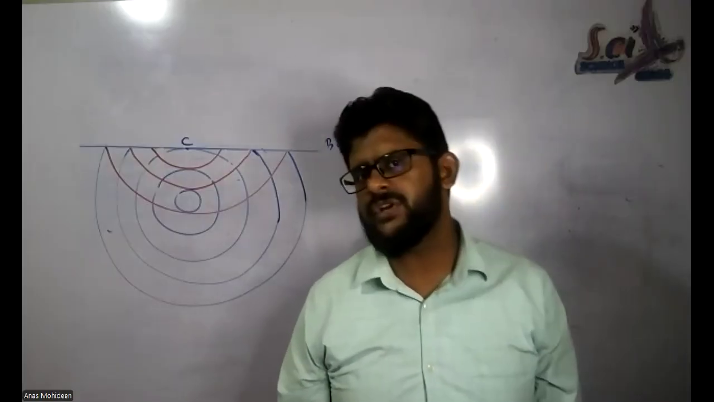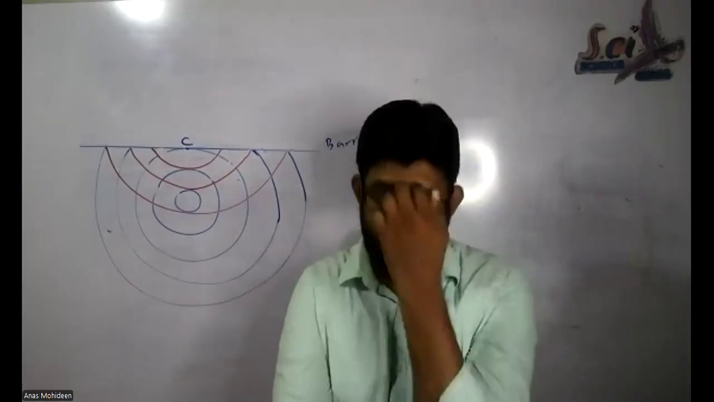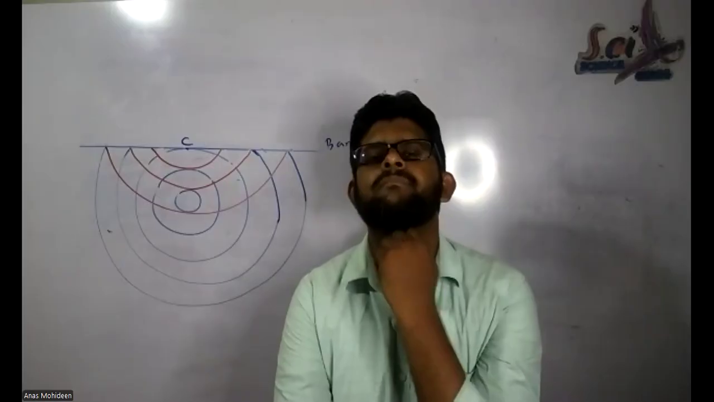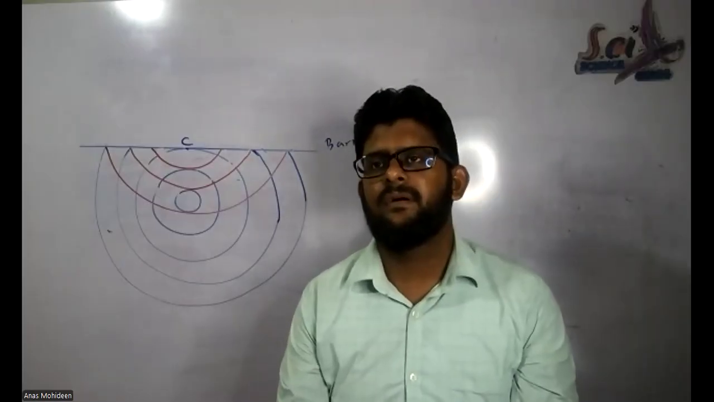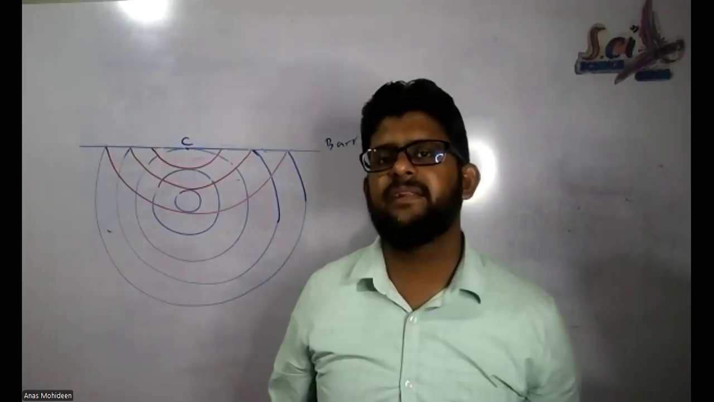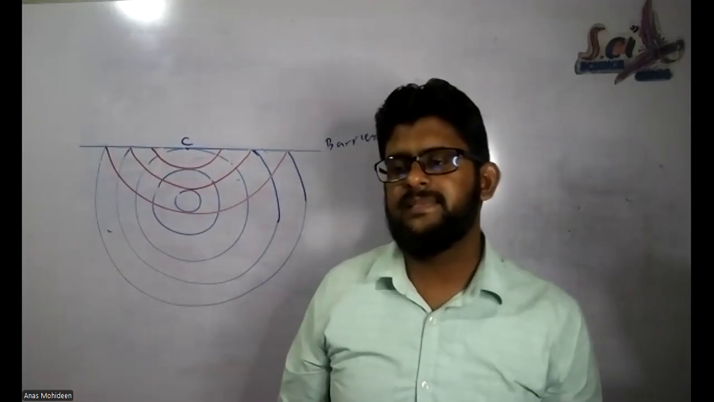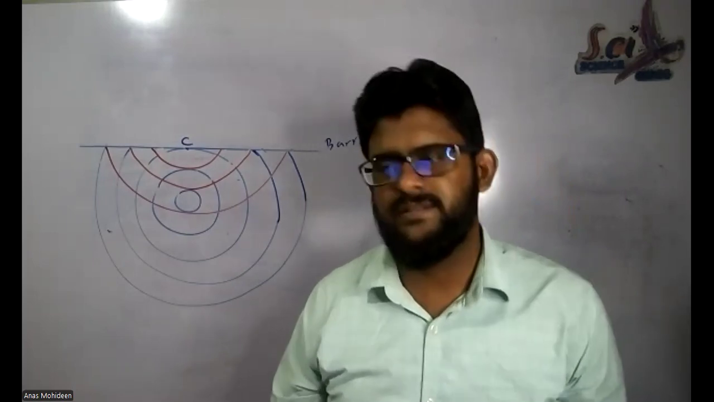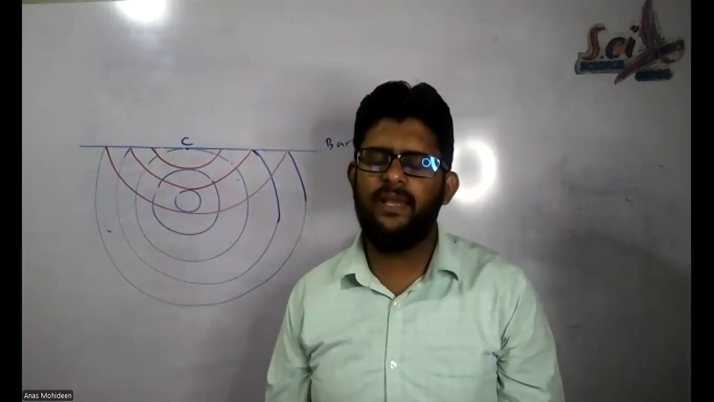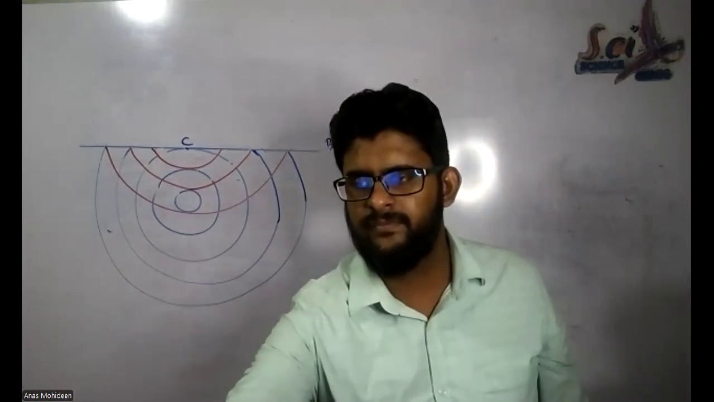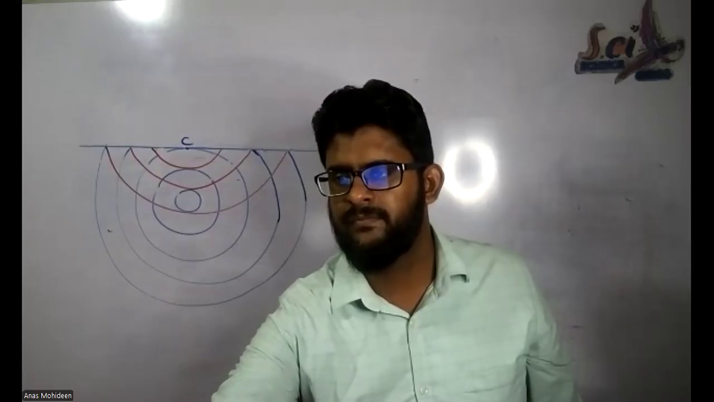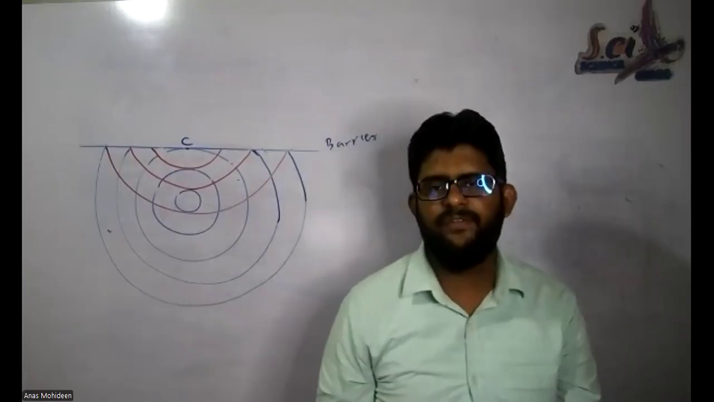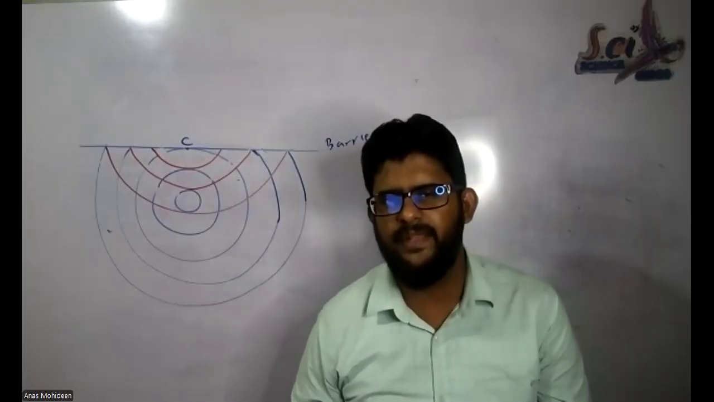The angle of reflection of the reflected ray is equal to the angle of incidence. That's one point. 2 points, and up here, 3 points.